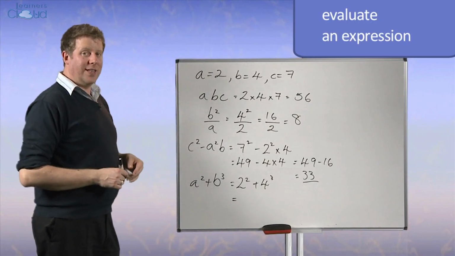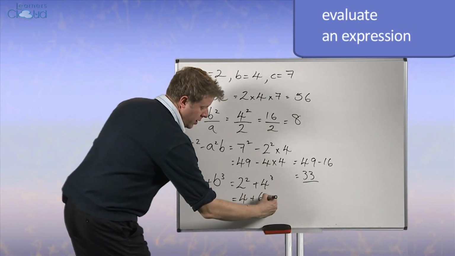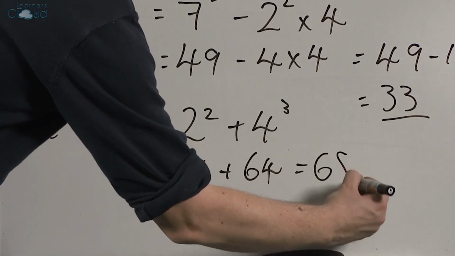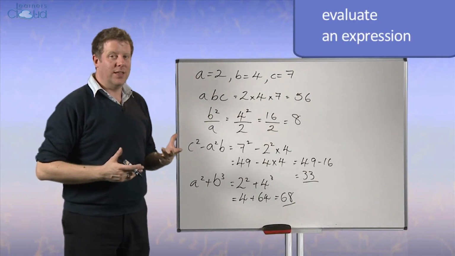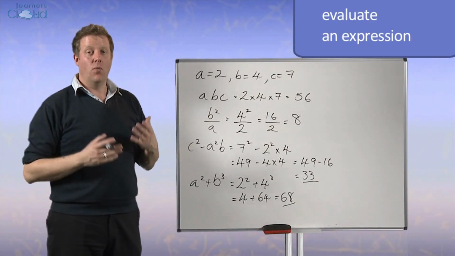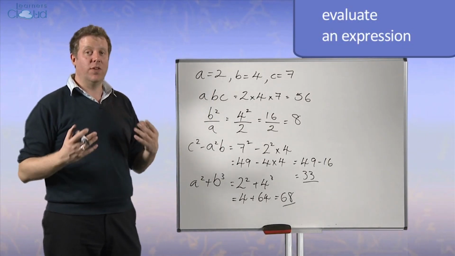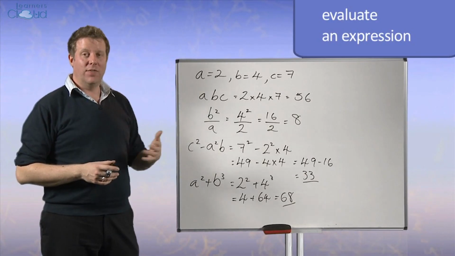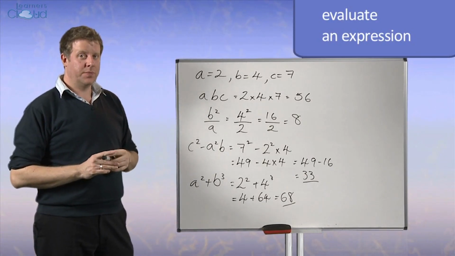We know that 2 squared is 4. 4 cubed, we should know, is 64. So our final answer for that will be 68. So when we evaluate an expression, all we do is substitute in the values they give us. Remembering, of course, that the order in which we work out our answer in terms of the operations is of vital importance. Let's have a look now at somewhere we're going to be inserting negative numbers though.